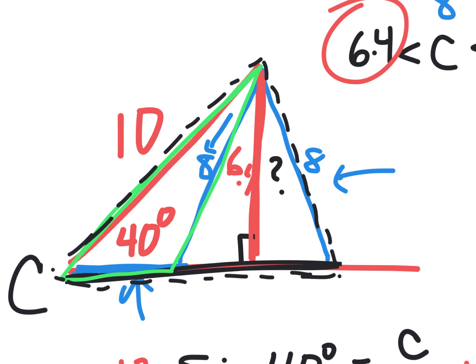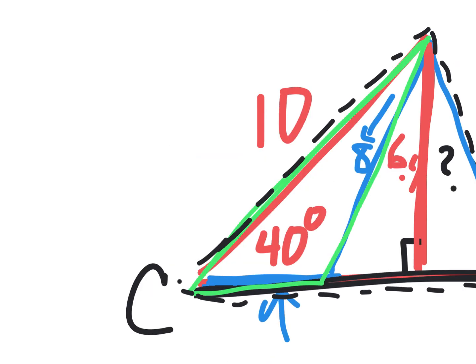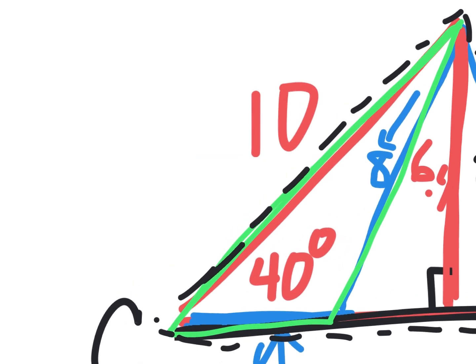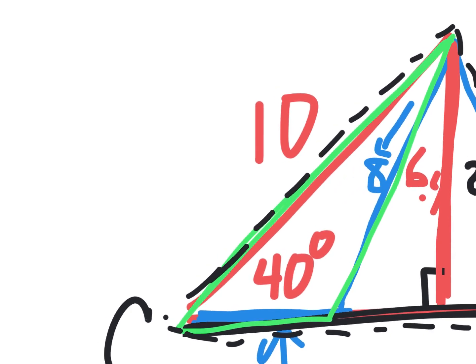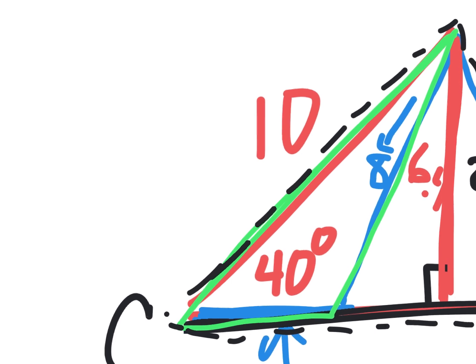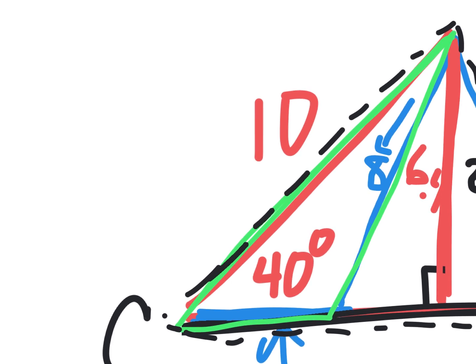Okay, so now we're going to zoom in on just the green triangle. Everybody, please look at just the green triangle. And I'm going to show you why we talk about this ambiguous case so much. Because it'll kind of freak you out. It'll be like, this doesn't make sense. Okay, we're going to do the law of sines.